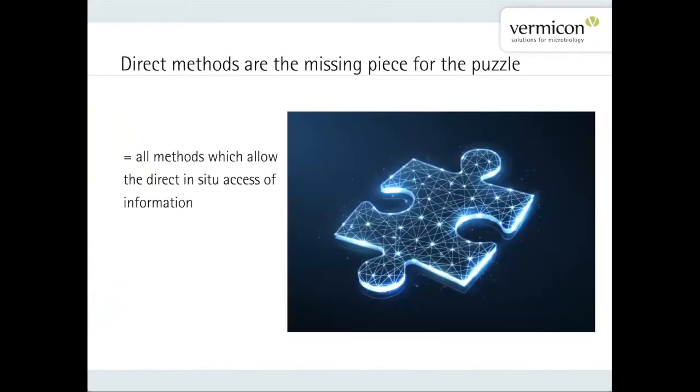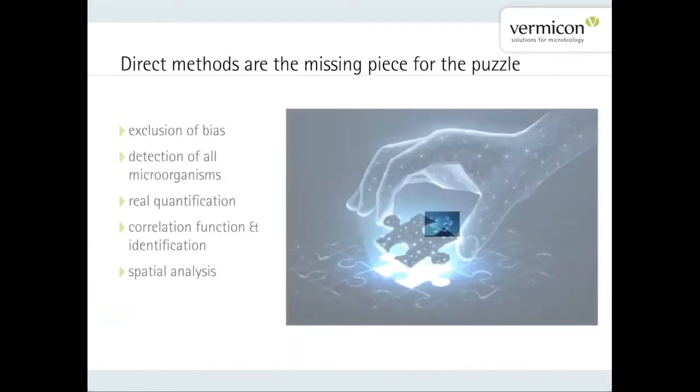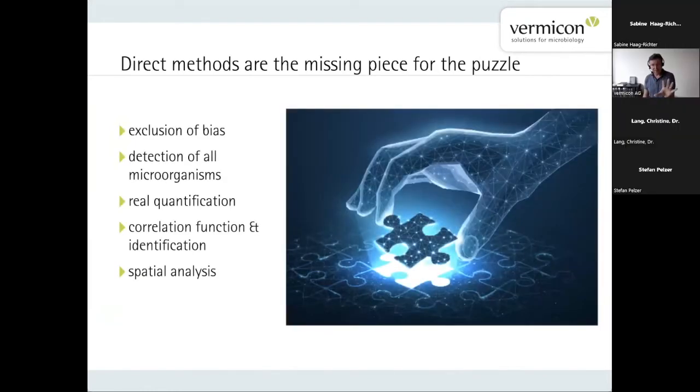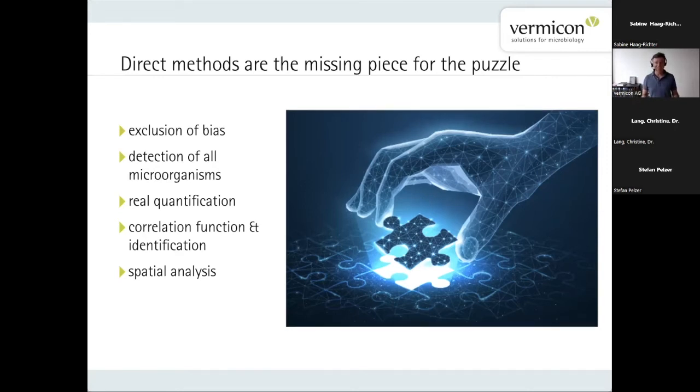So for us, direct methods are the missing piece for the puzzle. These are all methods which allow the direct in situ access of information. These direct methods allow the exclusion of bias. They allow the detection of all microorganisms. They allow a real quantification. They allow the correlation of function and identification. And what's very important, to analyze biocenosis. Every microbial sample is always a biocenosis, and they allow spatial analysis.